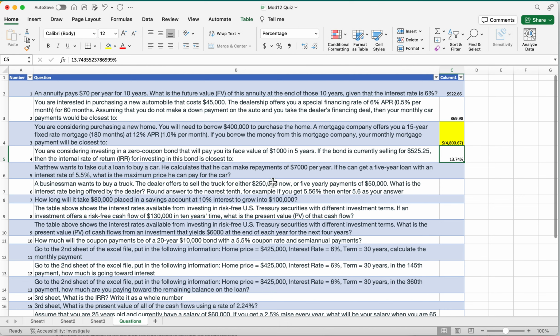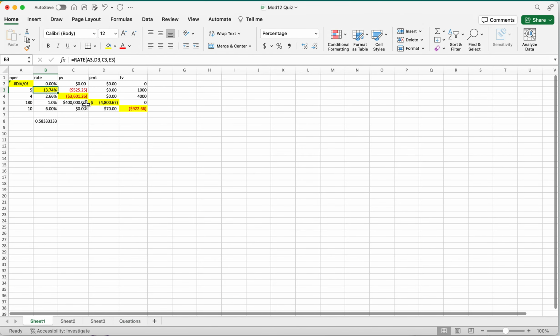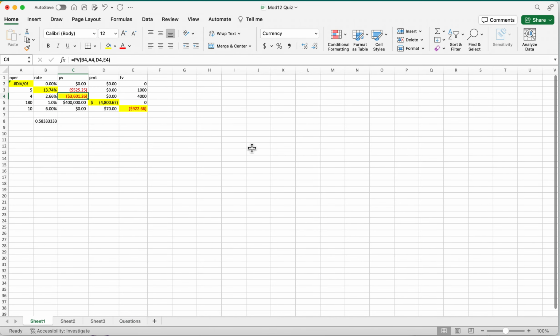Matthew wants to take out a loan to buy a car. He calculates that he can make repayments of $7,000 per year. He can get a 5-year loan with an interest rate of 5.5%. What is the maximum price to pay for the car? So he does yearly payments. Very important. Okay, so we'll use this 5.5% for 5 years. So we want the maximum price he'll pay. Well, that's today. So we want the present value.